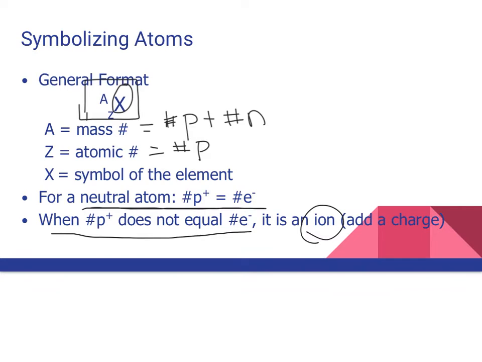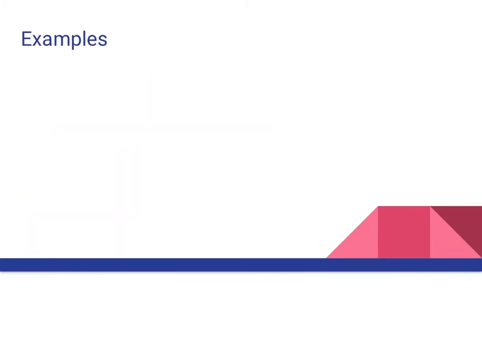So we're going to take a look at a few examples of how we would symbolize atoms and then the information we could gather from that symbol. In our first example, we're going to start with this symbol. We have Mg, 12, and 24. If we think back to our last slide, our general formula looks like this. The Z, this bottom number here, is my atomic number, A is my mass number, X is the element symbol.